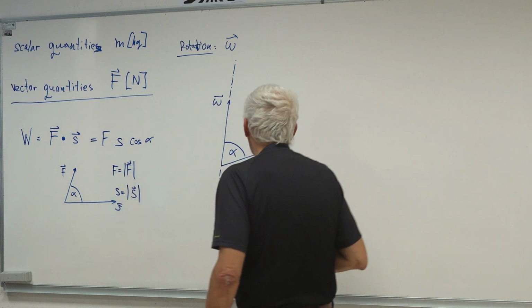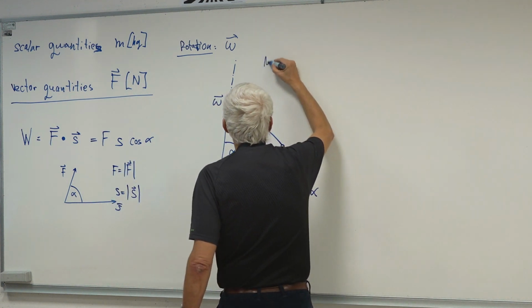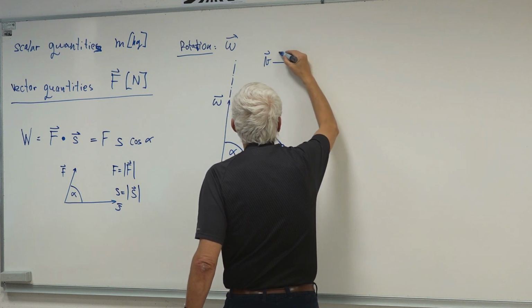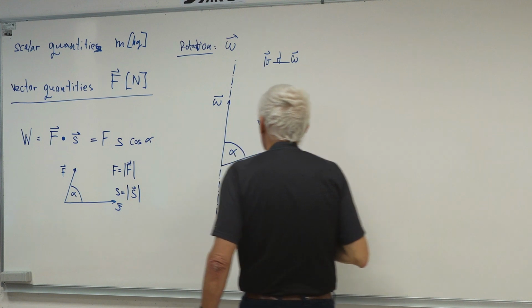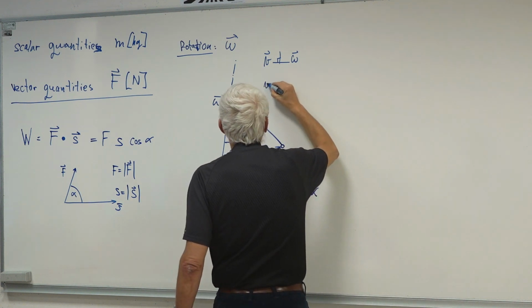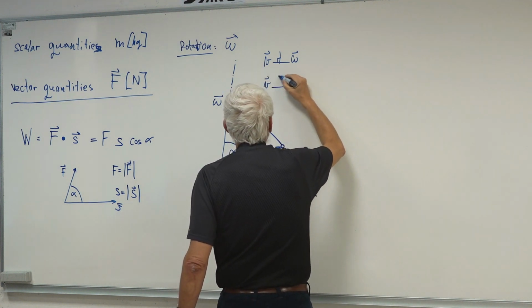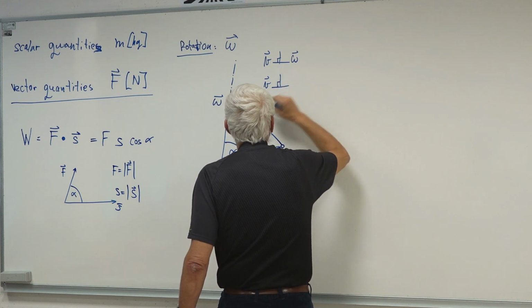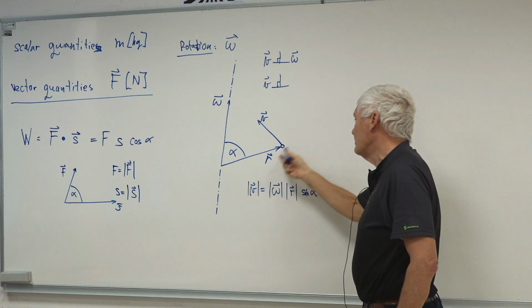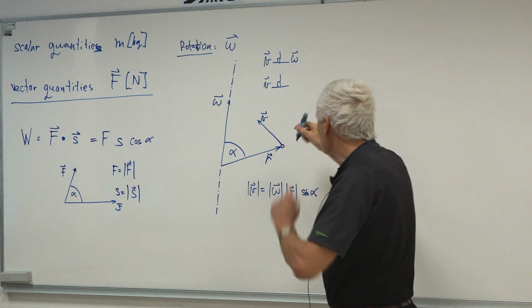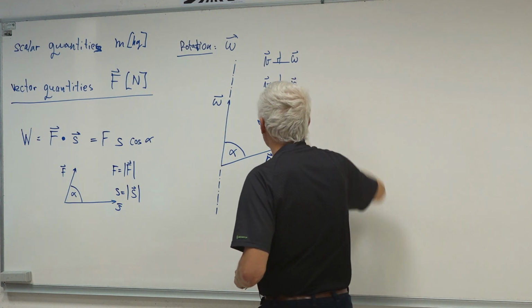Further, this vector of velocity should be perpendicular to the axis of rotation. And this vector of velocity should also be perpendicular to the vector r. This velocity could not have a radial component. There is no radial component. That's the reason why it has to be perpendicular to vector r.